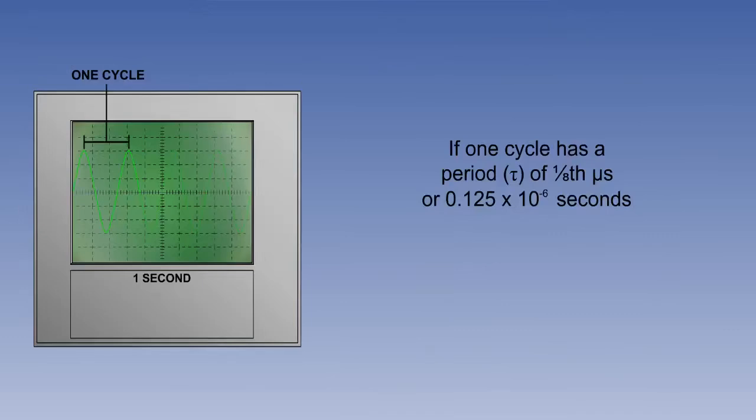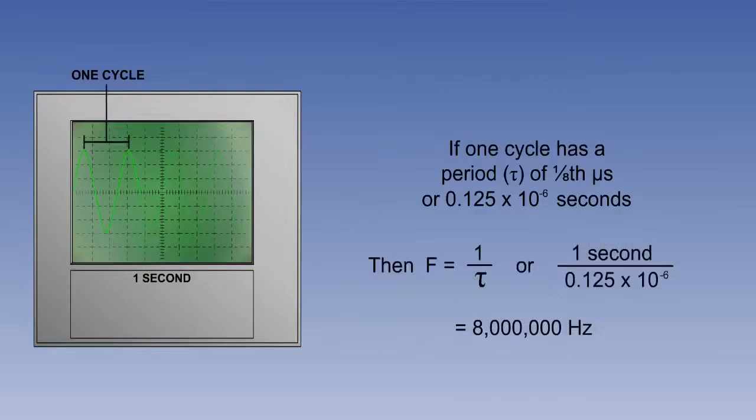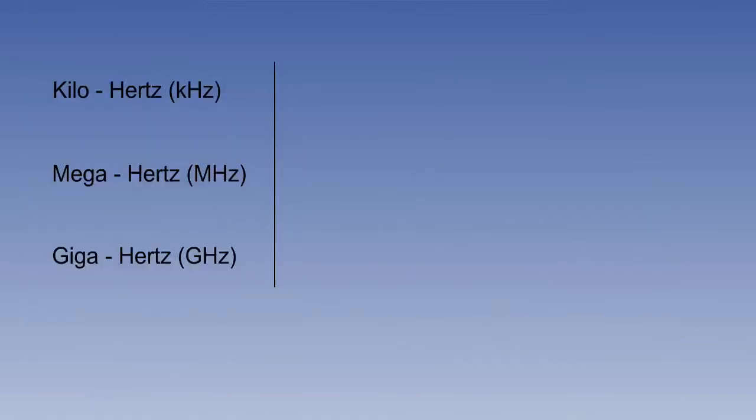If a radio wave takes 1/8 of a microsecond to complete one cycle, that is 0.125 of a microsecond, we can see that it has a frequency of 8 million cycles per second, or 8 million hertz. Because these figures for radio wave frequencies are always so large, they are expressed in a more convenient way as kilohertz, megahertz, or gigahertz.